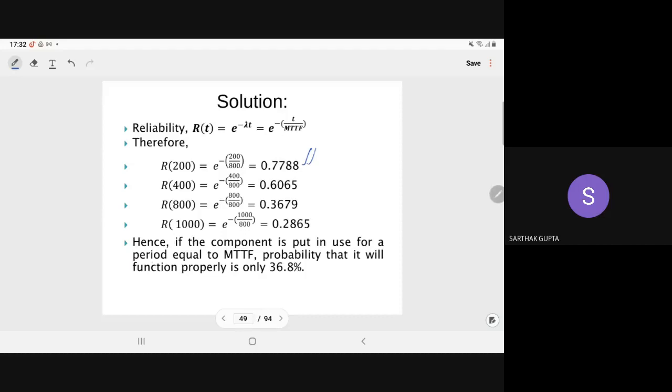Here, the important result is this. If the component is put in use for a period equal to MTTF, the probability that it will function properly is only 36.8%. Only 36.8% of devices achieve the mean time to failure. Whatever the mean time to failure assigned by the company, only 36.8% of devices achieve this. That conclusion you can draw from here, or nearly 37% of devices cross the mean time to failure of a device.